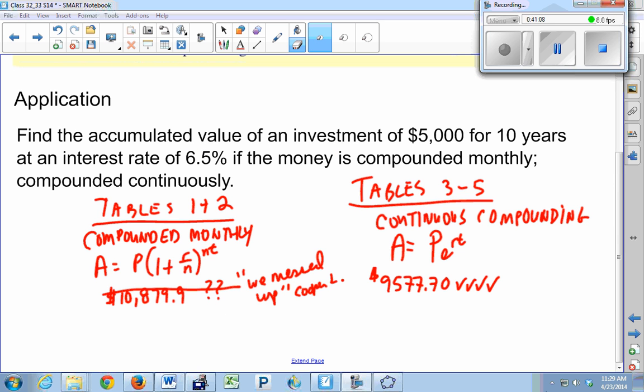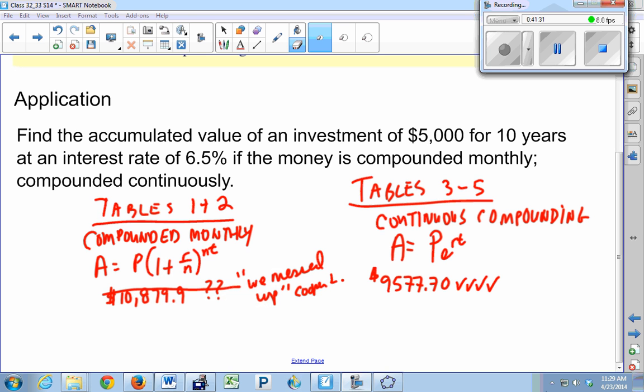Okay, so this is looking pretty good for tables 3 through 5, $9,577.70. Tables 1 and 2 are still having difficulty? Or did you come up with something? I'm looking right at you. 5,000, so you think it's $4,000 less?